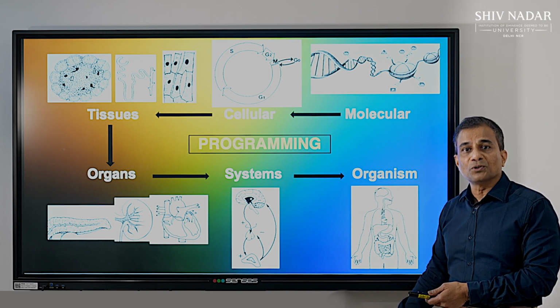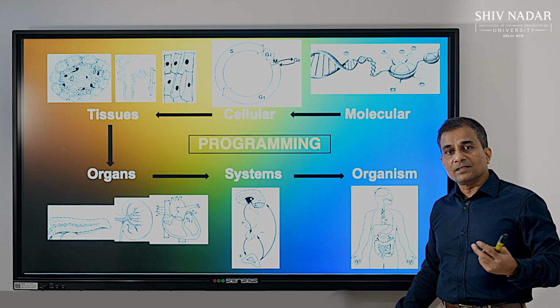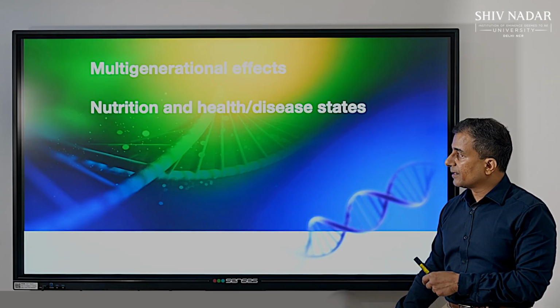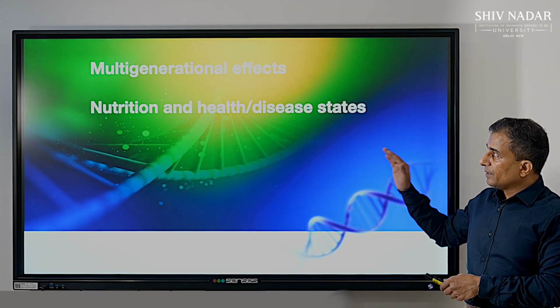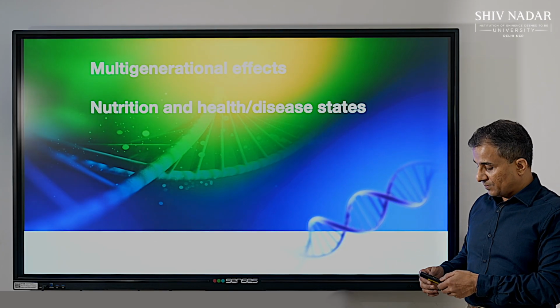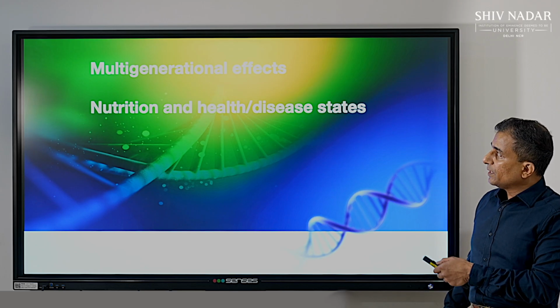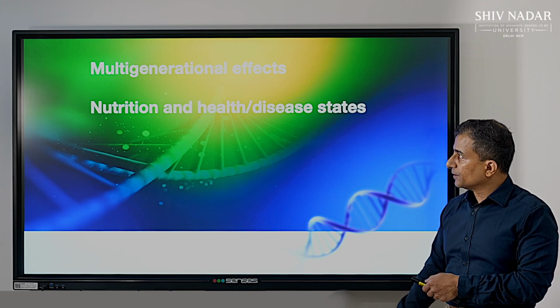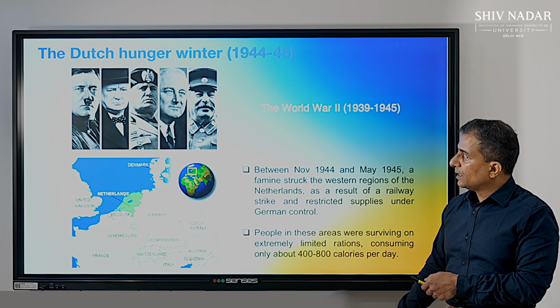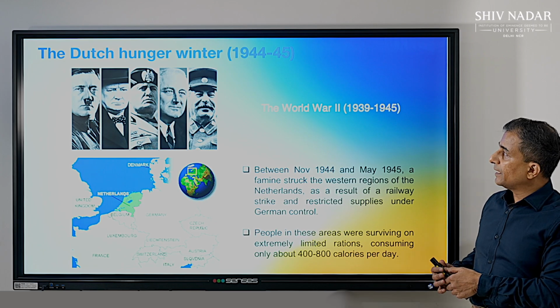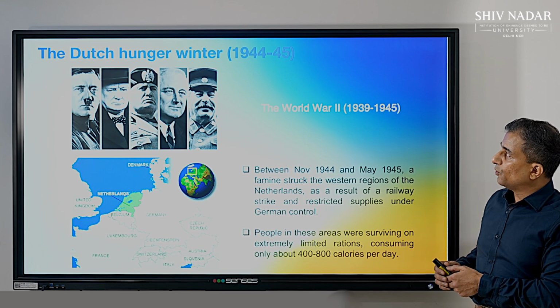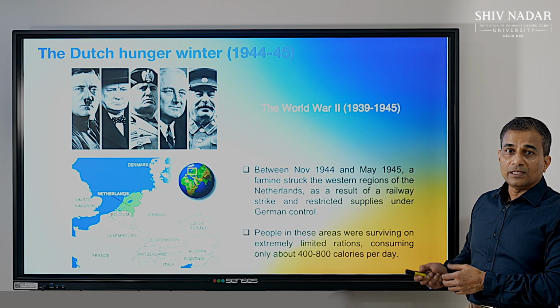So for epigenetics also, a large number of laboratories are starting to understand this level of regulation. So we are again coming back to nutrition because that's the subject for today's talk. How do we understand the multi-generational effects of nutrition in health and disease states? So two examples I would like to give. One is an example way back from the Second World War, and this is a period in 1944, 1945.